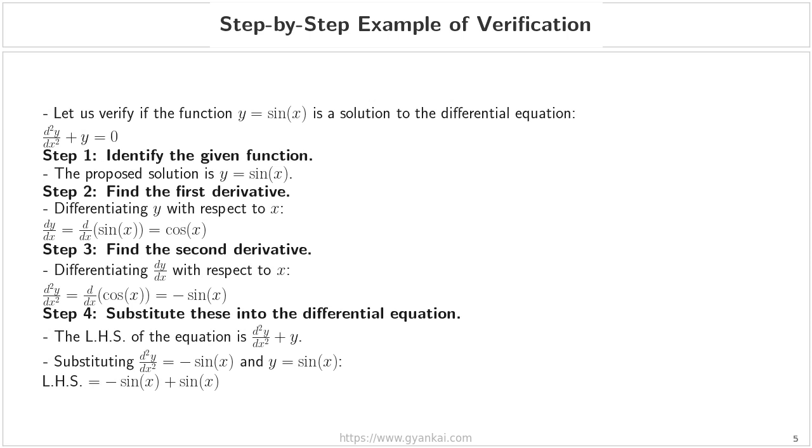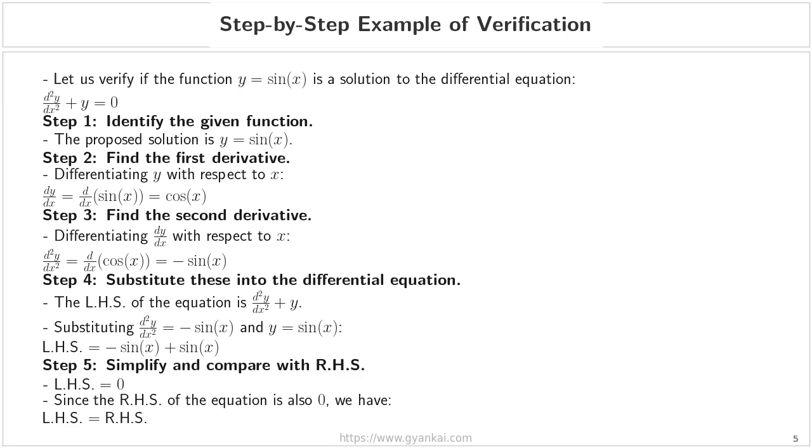Now, for step 4, we perform the substitution. We take these pieces and plug them back into our original differential equation. The left-hand side of our equation is the second derivative plus y. When we substitute negative sine of x for the second derivative and sine of x for y, the left-hand side becomes negative sine of x plus sine of x.